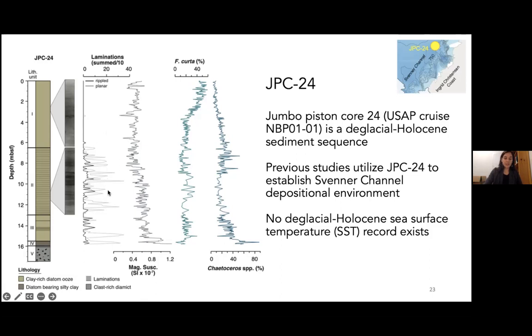The planar laminations are much more abundant, but then we see these rippled laminations, which have been used in other parts of the Eastern Antarctic margin to say something about the activity of the currents, and a little bit about the energetic current regimes that are occurring on Eastern Antarctica. So we do see a lot of laminations in the bottom part of this record, and then they disappear in the top part of the record. I wanted to point that out because I'll bring that up a little bit later. So what we're interpreting this as is just a more energetic environment.